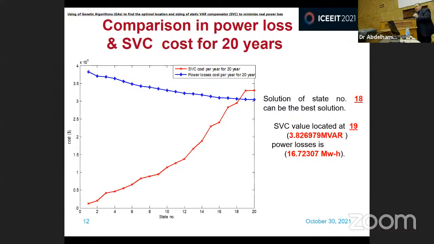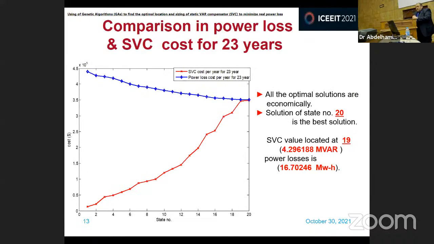And if we choose according to this comparison, we can choose number 18, solution number 18. Okay, the static vacuum value will be 3.8 megabar.